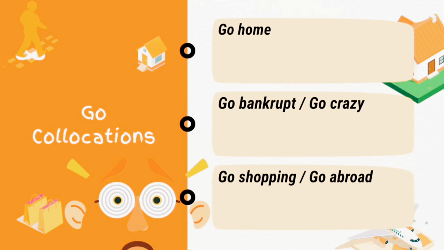We have the go collocations. Go home, return home, go bankrupt, lose all the money, go crazy, become mad or excited, go shopping, buying stuff. Go abroad means travel to another country. So basically, it's a movement or a change of state. So it's very simple, very simple.